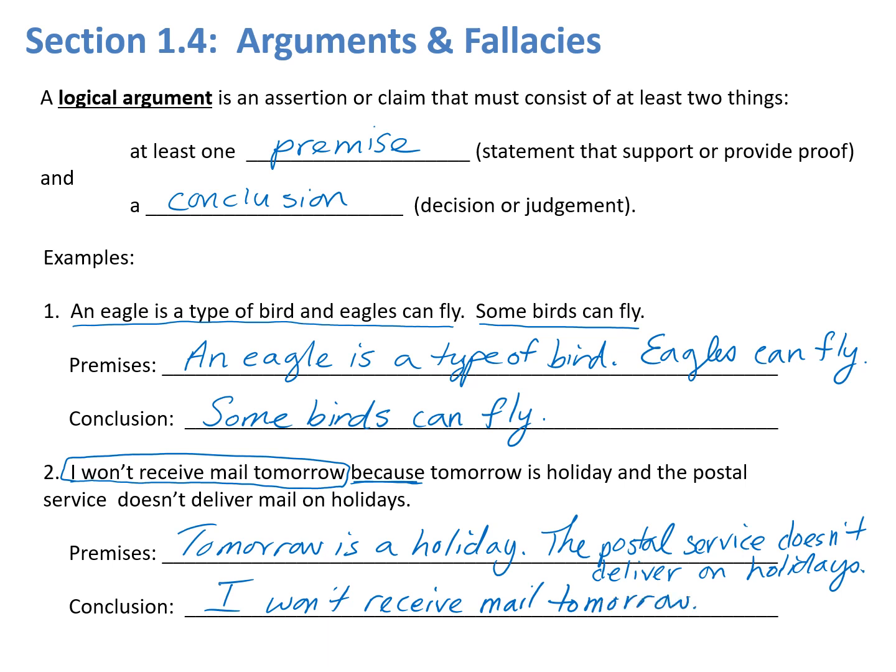Okay, so a logical argument contains at least one premise. In this case, these two examples had two premises, and then a conclusion. So the premises are supporting that decision or judgment that is called the conclusion.